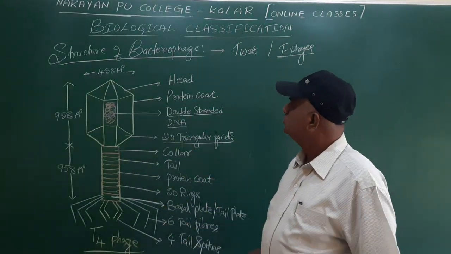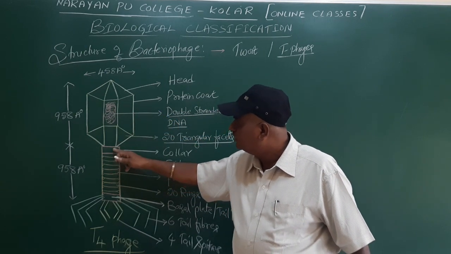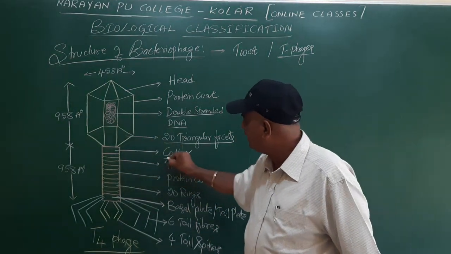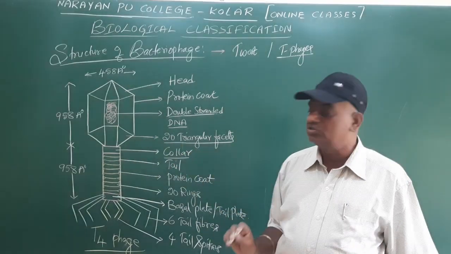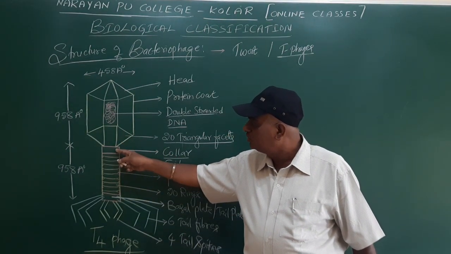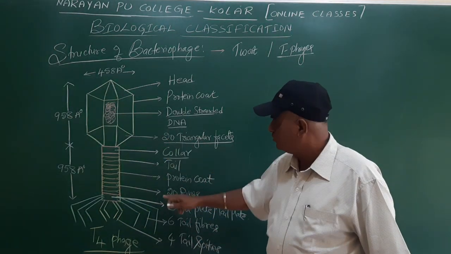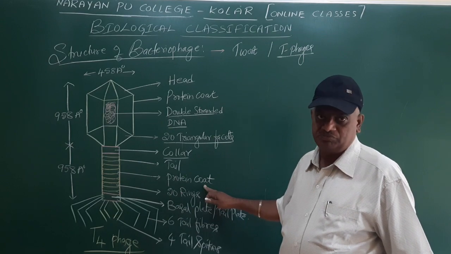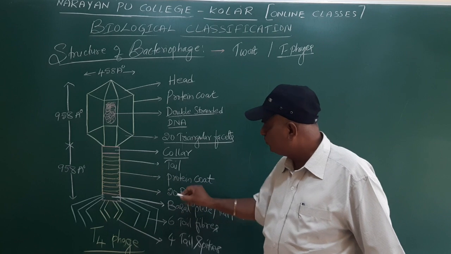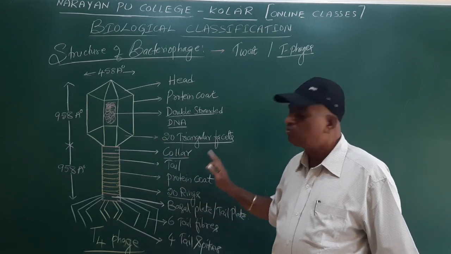Now we continue. At the junction of the head and the tail, there is a collar. The head is followed by the collar, and the collar is followed by the tail. The tail is covered by a protein coat, and it has 20 rings in the tail. The tail is also made up of protein coat.